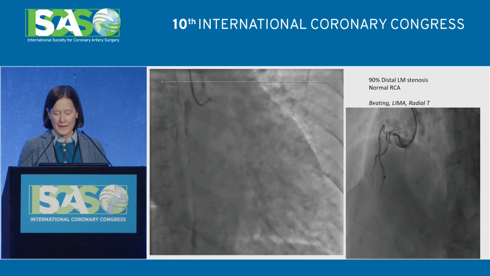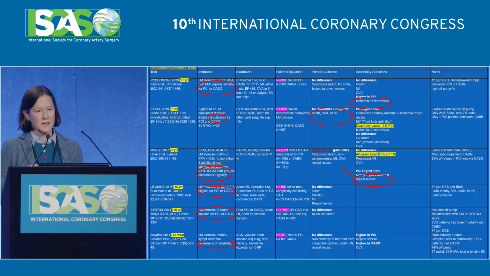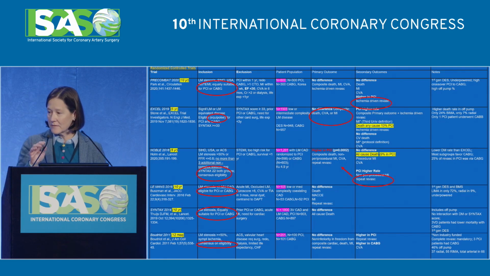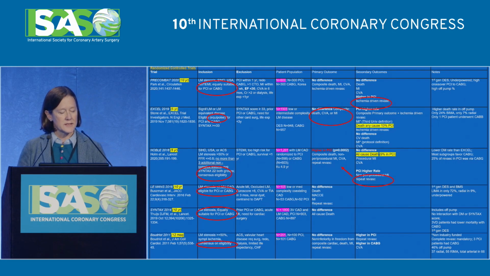So I'm going to talk a little bit about, this is a slide that you're not meant to read, but it's just me summarizing all the randomized controlled trials for left main disease. You can see the trial name in the first column, the inclusion criteria, the exclusion criteria, patient population, primary outcome, secondary outcome, and then some of my own notes. So focus on the second column, which is the inclusion criteria, and you can see the red circles. So in every single one of these trials, PCI versus CABG, both the cardiologist and the surgeon had to have equipoise that either treatment modality would be appropriate for the patient.